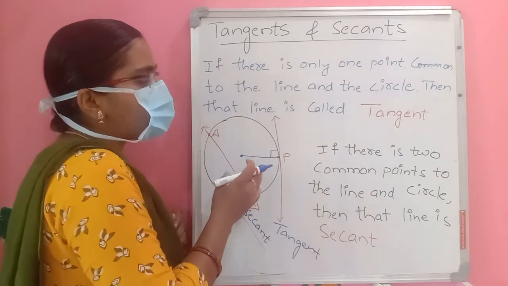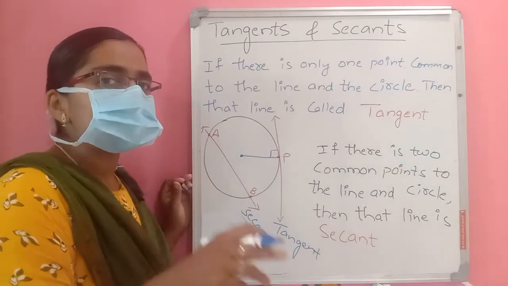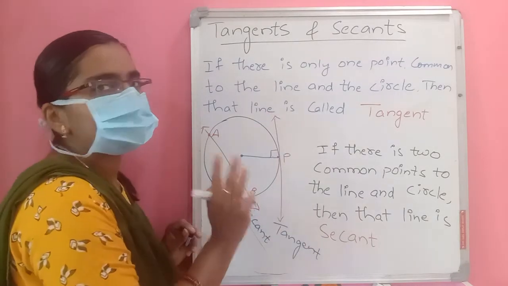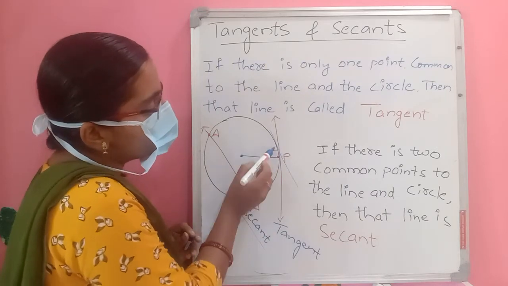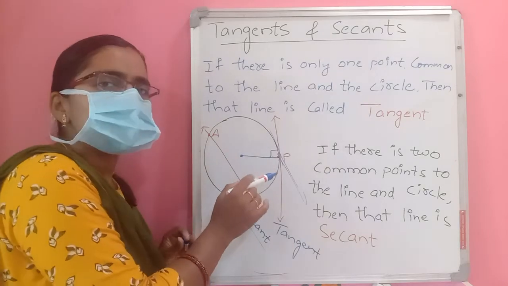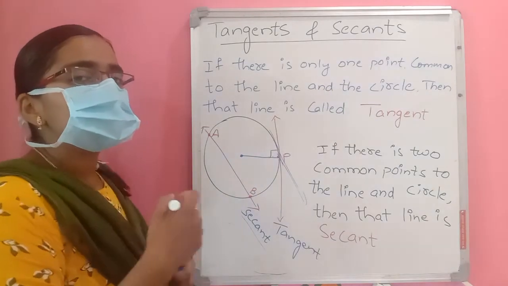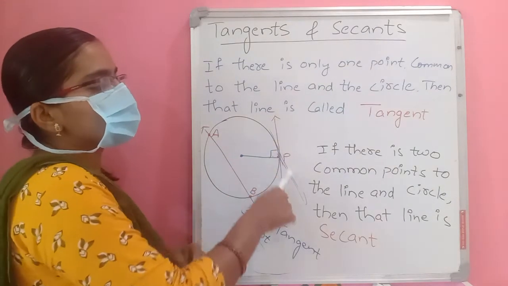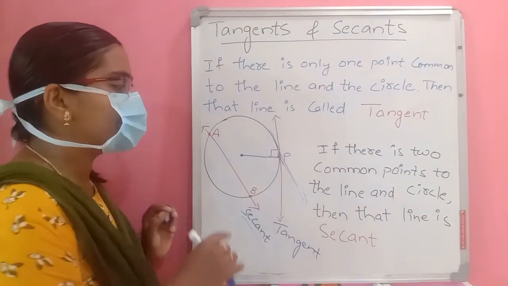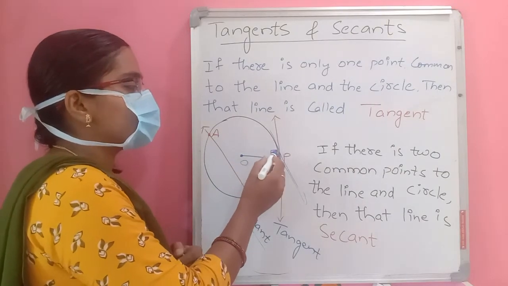So how many tangents can you draw? This is a very important question. How many tangents can you draw at a point? At one point we can draw only one tangent. If I try to draw different tangents, those are meeting the circle at more than one point, so these are not tangents. So at a point we have only one tangent.